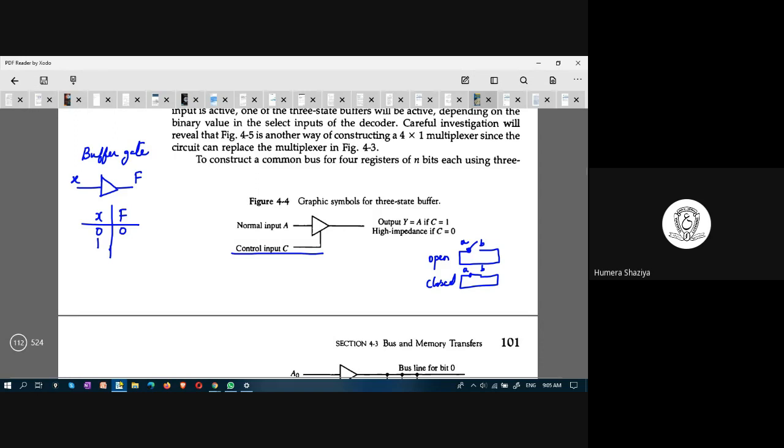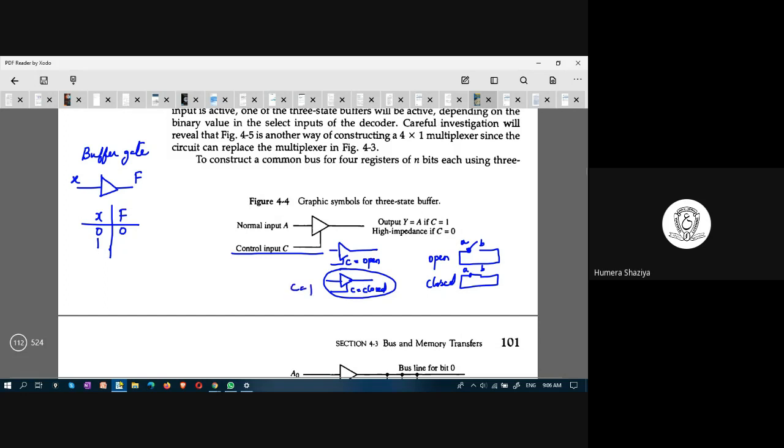This control input can be closed or open. It will be like this when C is open, or in this manner when C is closed. Here C is open and here C is closed. C is closed means what? C is 1. There is a path. When C is 1, the input will flow from this buffer gate onto the output line. The output line will take on the input when C is 1.